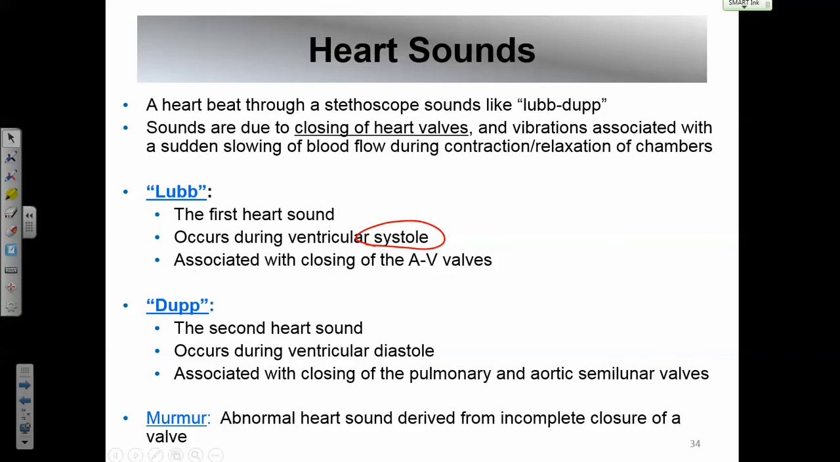Sometimes there's a split heart sound. So instead of "lub dub," it's "le-lub dub, le-lub dub." What's going on is that the semilunar or the AV valves don't close simultaneously, and so you'll hear three little sounds.